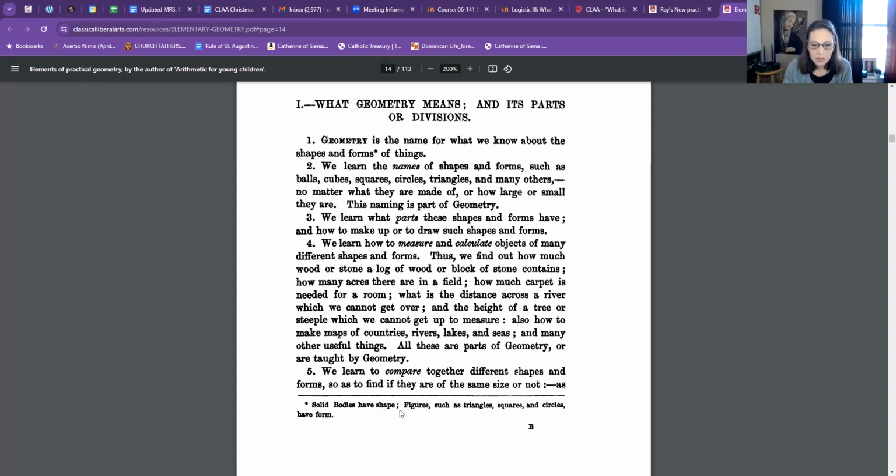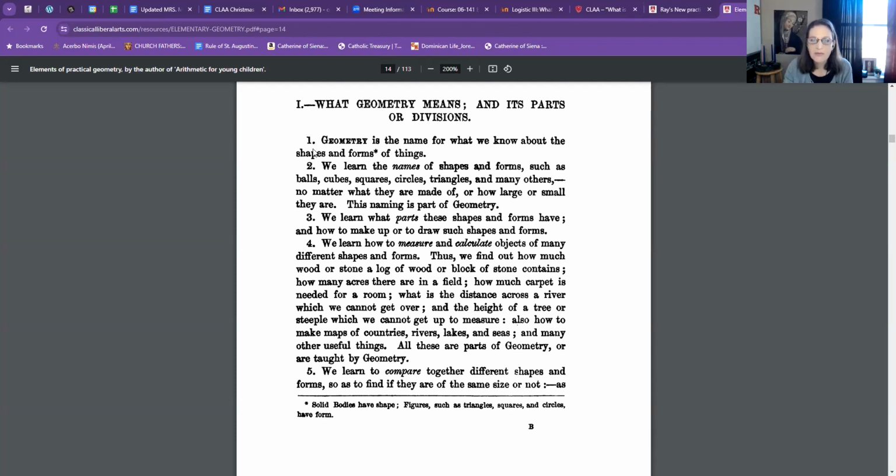Solid bodies have shape. Figures such as triangles, squares, and circles have form. So it's talking about the difference between something that's solid and something that's just a figure. We're going to learn about that in this course, what that means. So let's look at number 1 again. Geometry is the name for what we know about the shapes and forms of things.